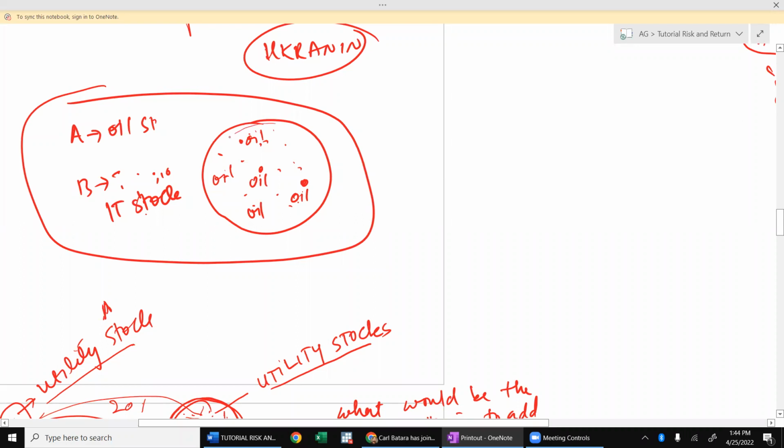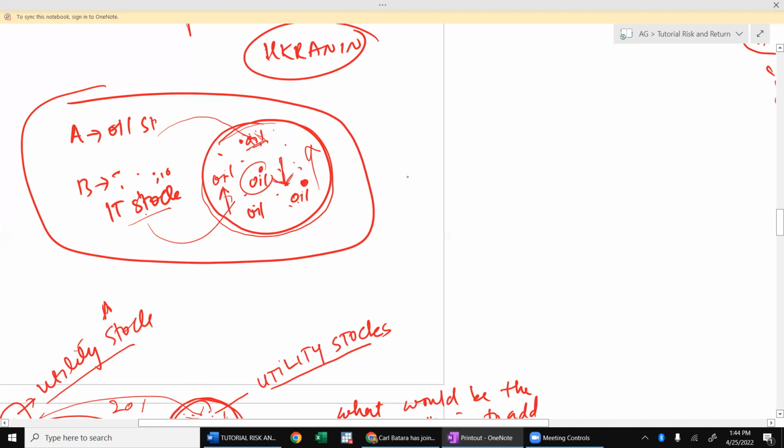So since the portfolio had all oil stocks, if I add one more stock that is also an oil stock, it will further increase the risk of this portfolio. But if I add IT, maybe the oil stocks are making loss, but the IT stock is making profit, right? So the loss in one stock is being balanced out by the IT stock.